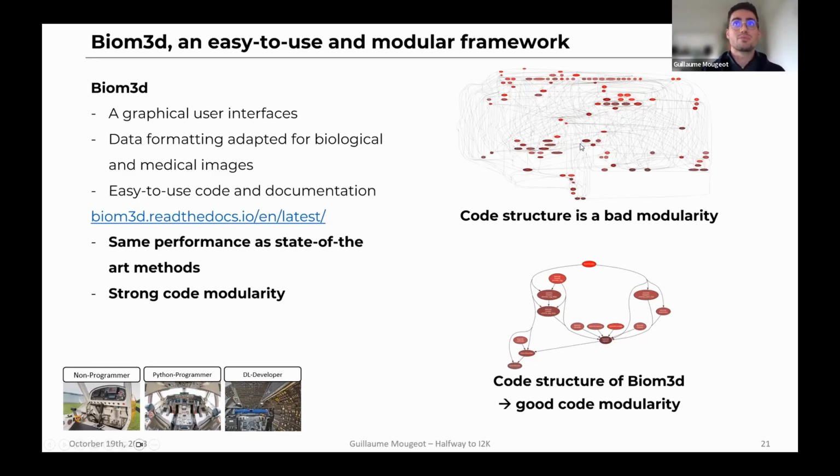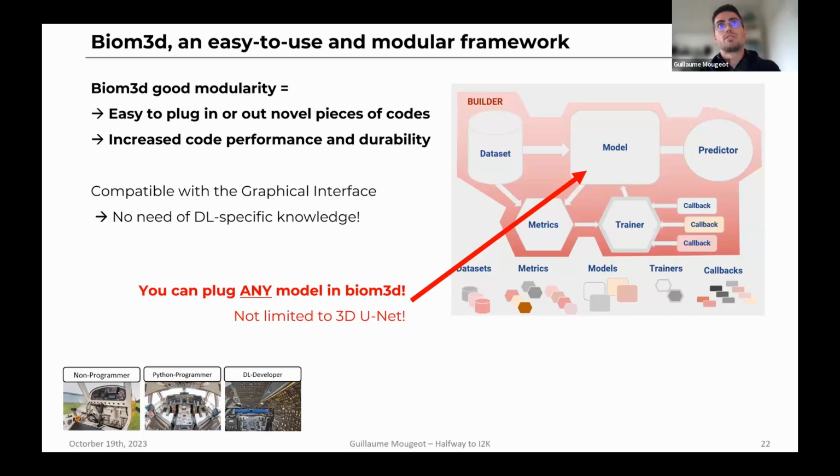Every little dot represents one Python script, and every link represents how Python scripts are calling each other. So if you want to change anything in that, you need to understand every link and how that works and how it interacts and replace everything. So it's very complicated. And this is how Biom3d is structured. And both codes here are actually reaching the same accuracy. And another big importance of modularity, as I already mentioned, is that Biom3d is not limited to 3D segmentation.